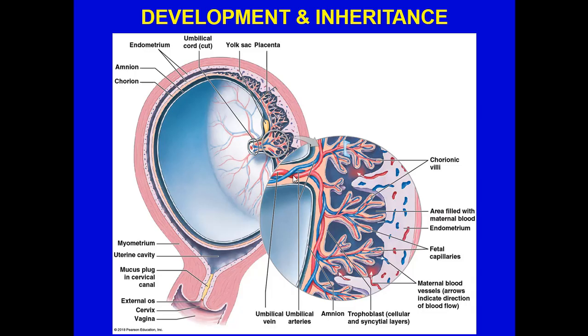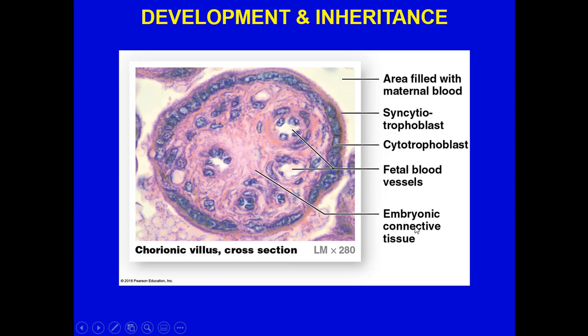And you can see the chorionic villi in a cross section here. This is the embryonic connective tissue. This is the fetal blood vessels, and this is the syncytiotrophoblastic cells. The area filled with maternal blood is right here, okay? So this is just a simple chorionic villus.